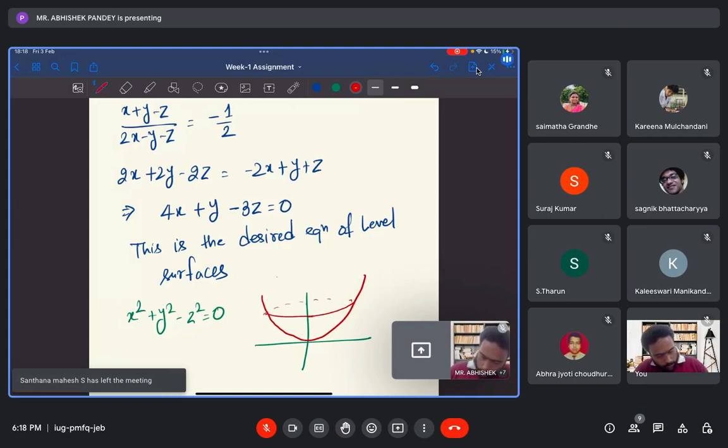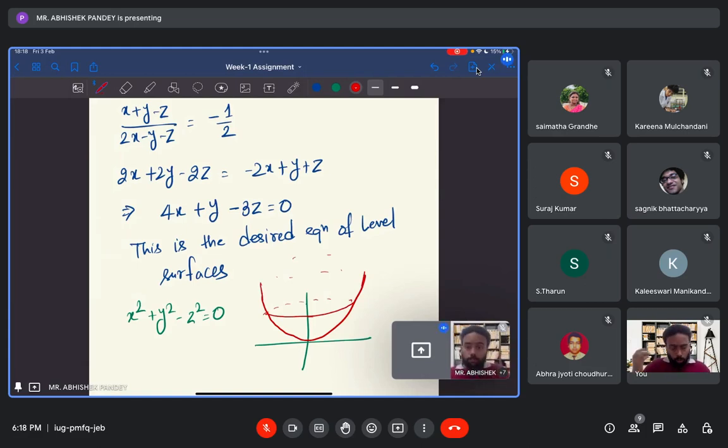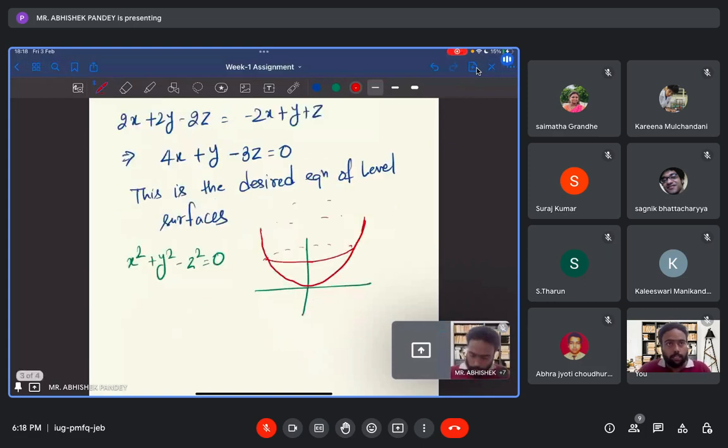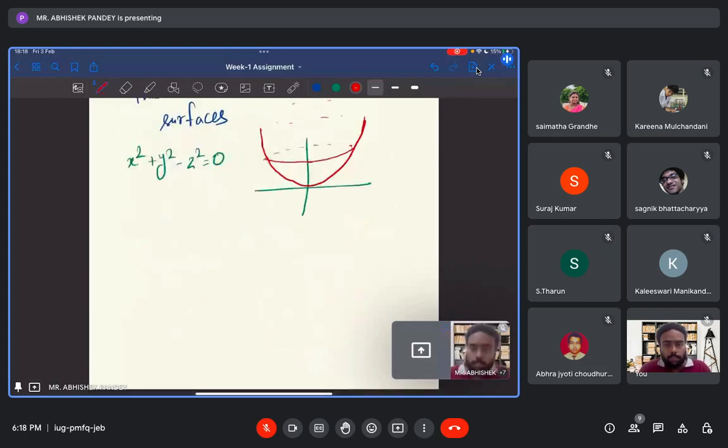Okay, so it is going infinitely. Such kind of thing you will get. Once you have a level surface, you can draw the graph of this surface. I hope it is clear about level surfaces and level curves. Is it fine?